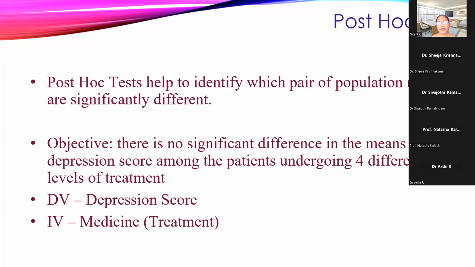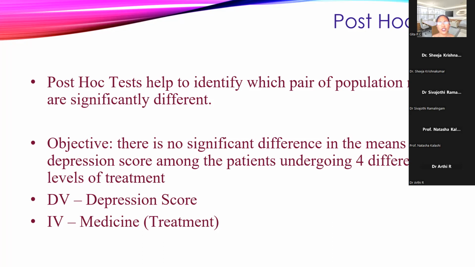Now we are going to run the first ANOVA exercise, or the ANOVA test, in SPSS. The objective for this particular test is they are given a depression score. They've also given 4 different types of treatments that the patients are undergoing. So the 4 different types of treatments are the 4 independent categories, or the independent variables or the factors. The depression score is the dependent variable.